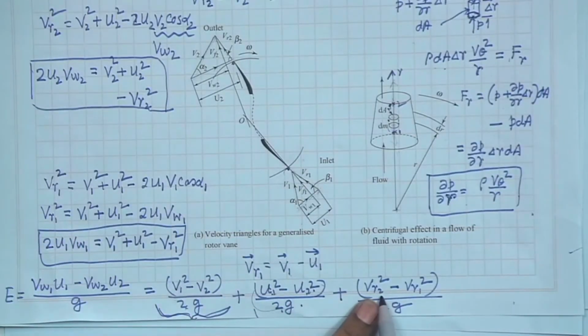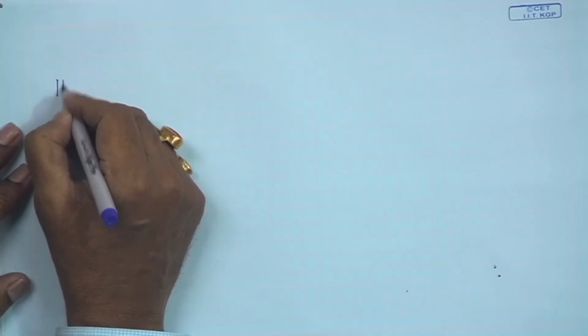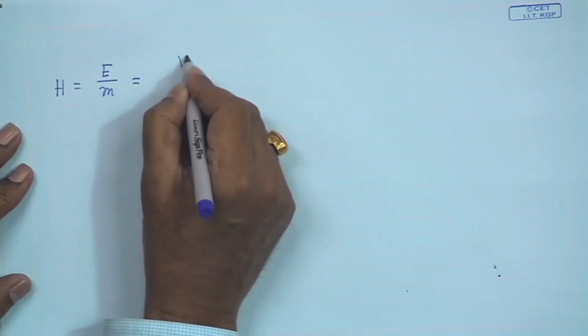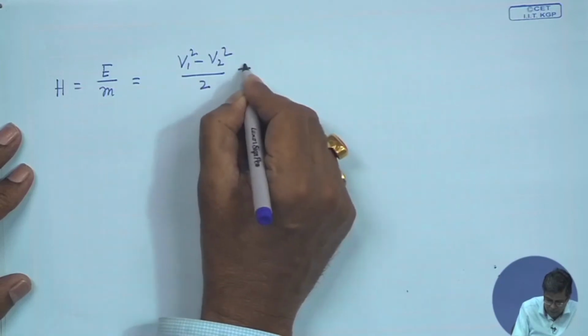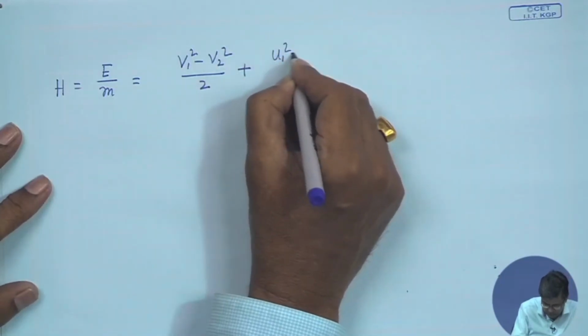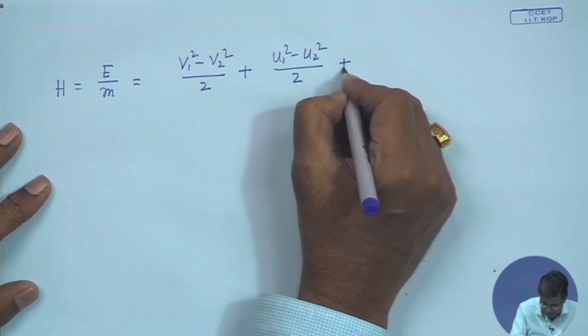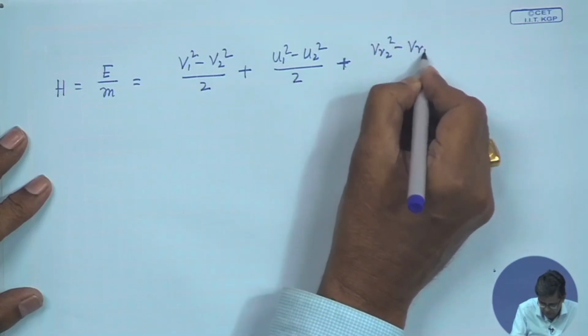Similarly, there is one for the relative velocity. Again, I write it to explain to you. After this understanding, I show you what we finally get: H is equal to E by M, which is equal to (V1 square minus V2 square) by 2, plus (U1 square minus U2 square) by 2, plus (VR2 square minus VR1 square) by 2.